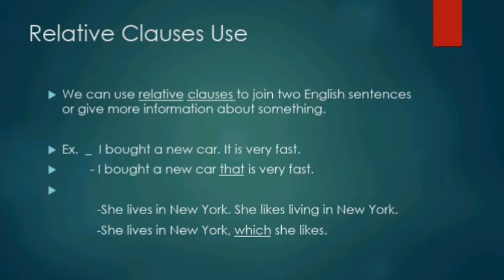Number two, she lives in New York. She likes living in New York. She lives in New York, which she likes. In this case, which is the relative pronoun that we use in this example. You can see that "which" and "that" join the two sentences.